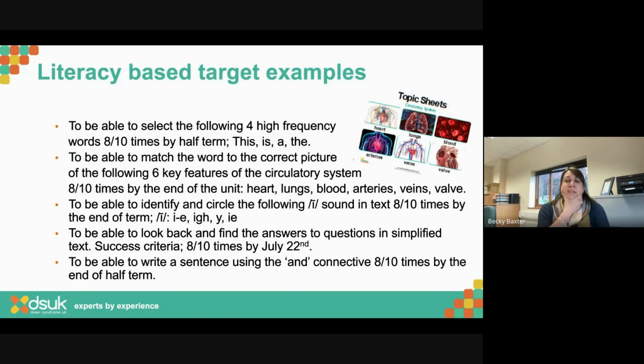Okay, so I've got some examples then of targets to share with you. Start off with some literacy-based ones. So you can see on the first one there, it's all about teaching those high-frequency words. So the target is to be able to select the following 4 high-frequency words 8 out of 10 times by half term. This would be for a beginner reader. Everybody working with this child knows it's not just some of the high-frequency words. It is these ones. It tells me exactly which ones I'm going to go over and over again.